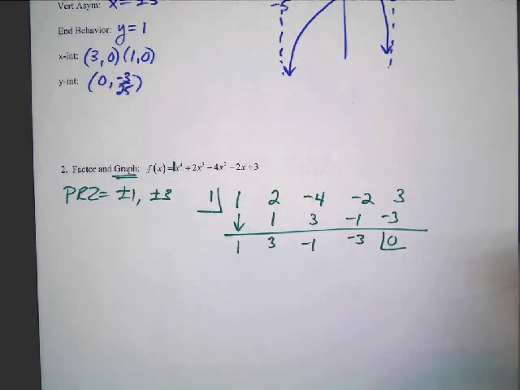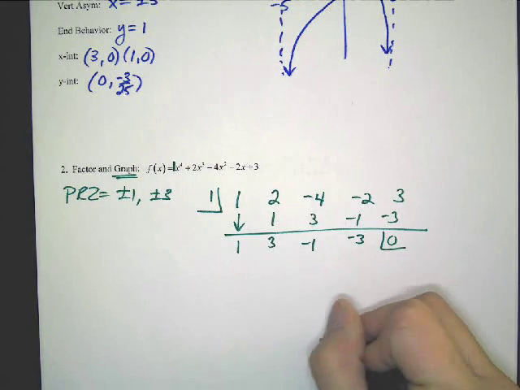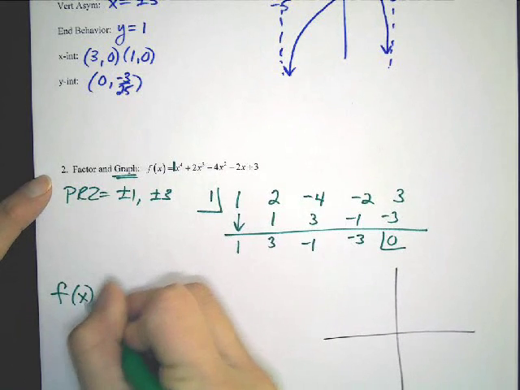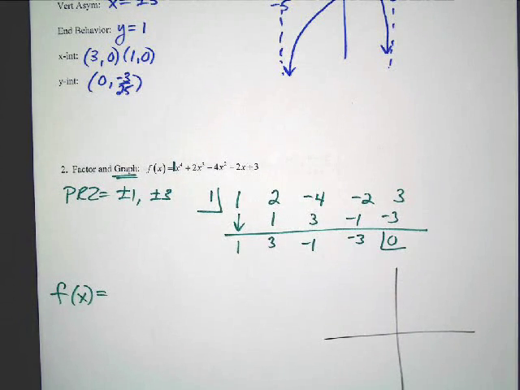It says graph. In my last class, I didn't leave enough space, so I'm just going to make some space here for the graph and make sure I go way over here. What's the factor that we found?